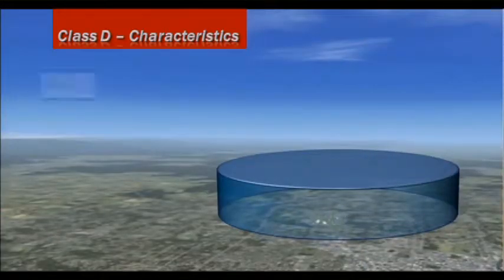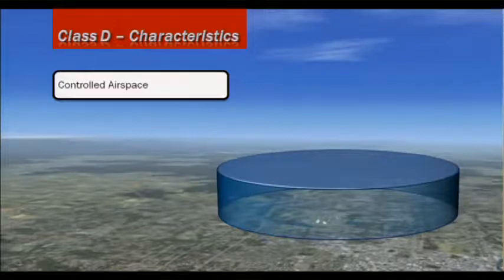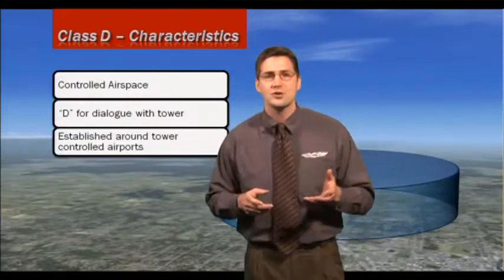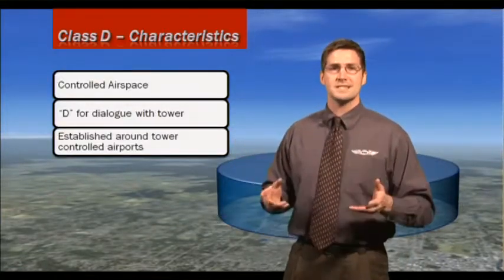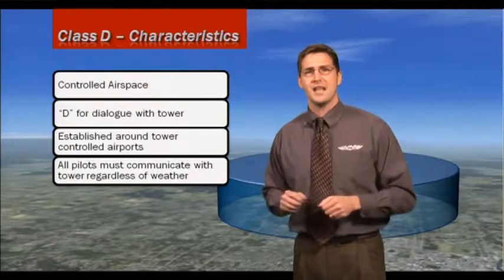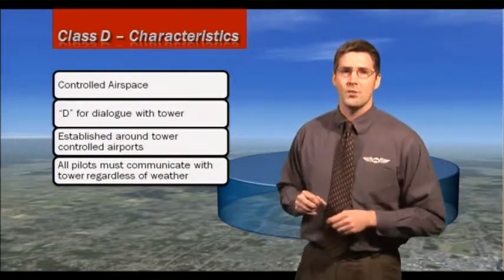Now, it's controlled airspace, and an easy way to remember Class D airspace is to think D for dialogue. It's established around tower-controlled airports. You must establish two-way communication with the control tower before you can enter Class D airspace, regardless of the weather.